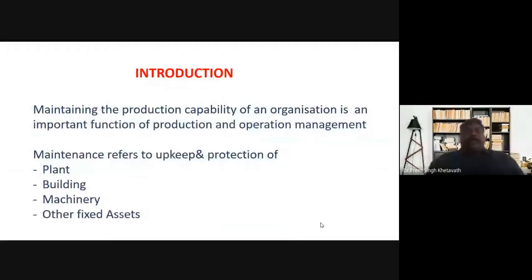So, introduction: maintaining the production capability of an organization is an important function of production and operation management. Maintenance refers to upkeep and protection of plant, building, machinery, and other fixed assets. So it's a maintenance part. So what are the things in maintenance? Now we are going to see.